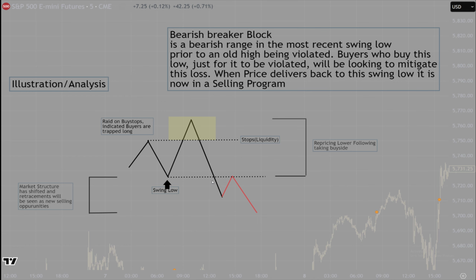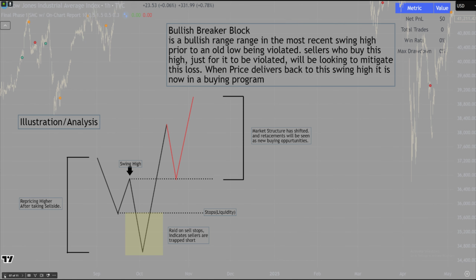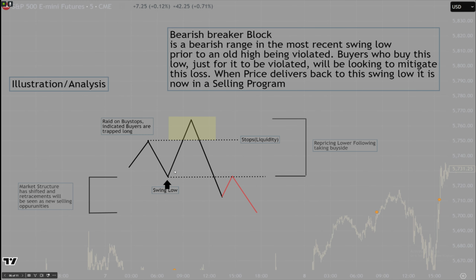When price displaces below this low, we now understand that price is repricing itself in a selling program. It's going to trade back up here to break even on those trades that went long here, taking out liquidity as well subsequently. There's two types of algorithms within the marketplace.